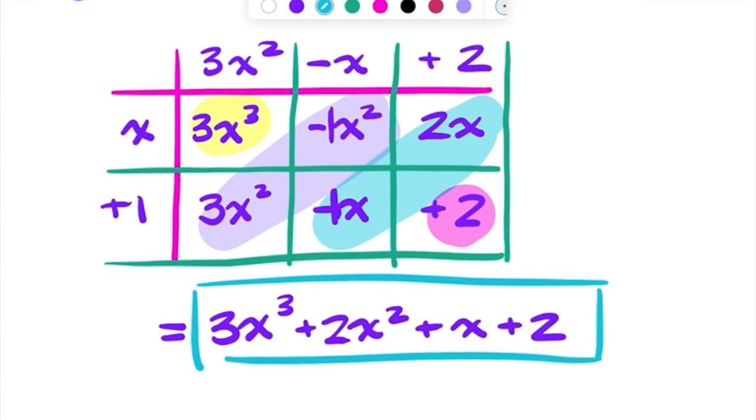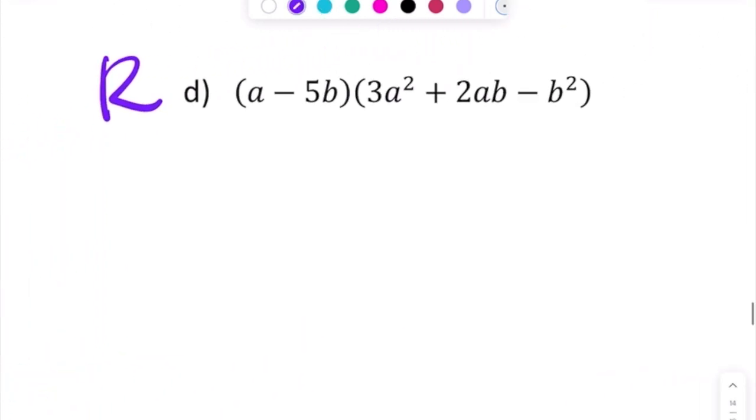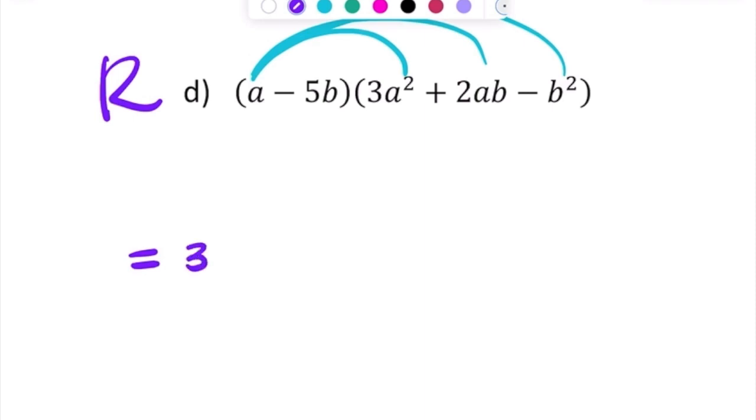Alrighty, moving on to the next one, rainbow method. Again, I can't think of FOIL here because I've got a binomial times a trinomial. So let's start with those distributions. A gets going to every single thing in that second bracket. So A with 3A squared gives me 3A cubed. Ooh, I've got A's and B's here. Just a reminder, when I'm going ahead and distributing that A, I could pretend there's that coefficient of 1 there. I go number by number.